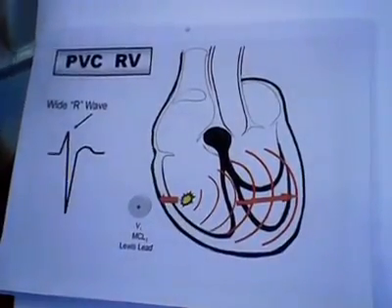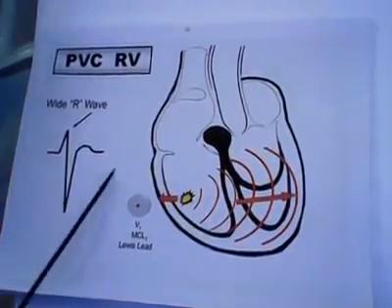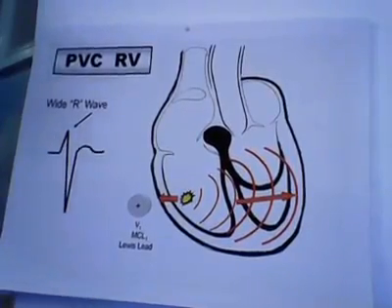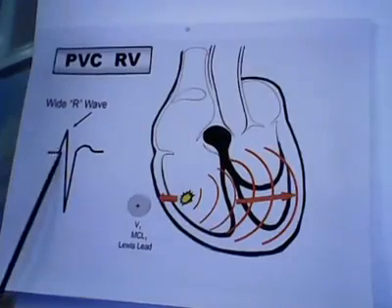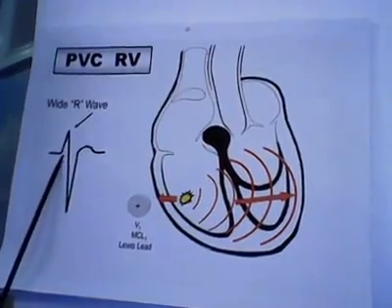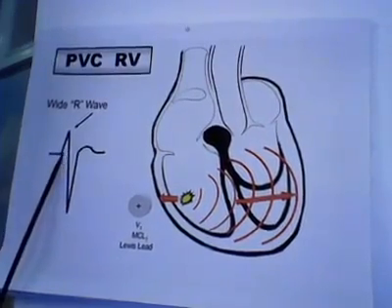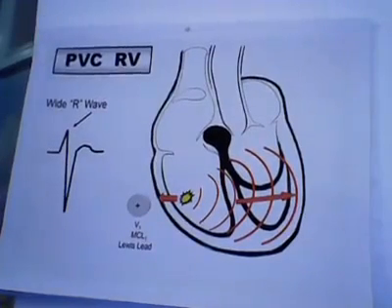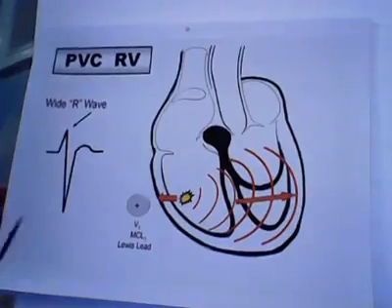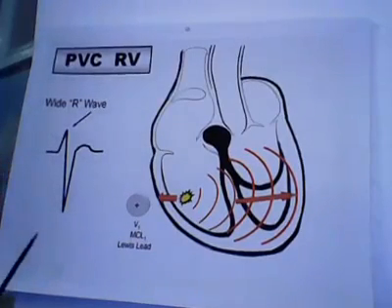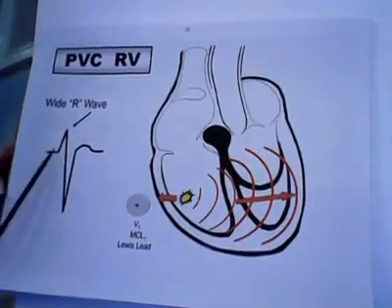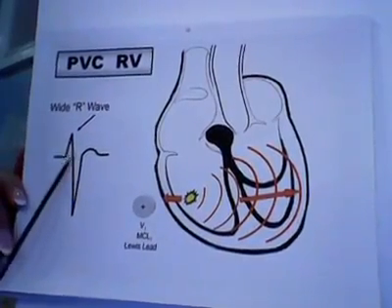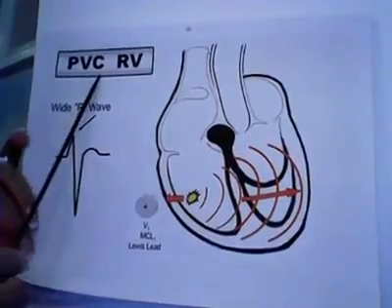When you have a PVC from the right ventricle, it really looks just like what a left bundle branch block looks like in V1 or V2. The only difference is the width of the R wave. So to differentiate a PVC from the right ventricle and a left bundle branch block in V1 or MCL1 or Lewis lead or V2, the R wave is very wide when you have a PVC from the right ventricle.